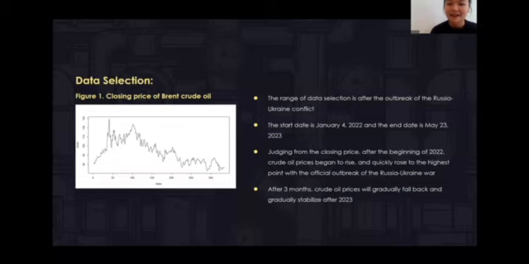Hi, I'm Shakira. Now I will introduce the part which uses Brent crude oil. The start date is January 4th, 2022, and the end date is May 23rd, 2023. Judging from the closing price, after the beginning of 2022, crude oil price began to rise and quickly rose to the highest point with the official outbreak of the Russia and Ukraine conflict. After 3 months, crude oil price gradually fell back and gradually stabilized after 2023.